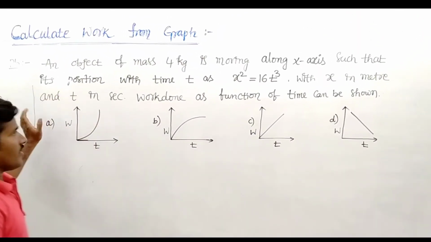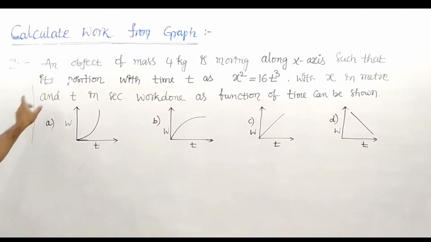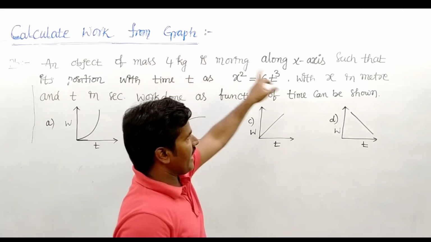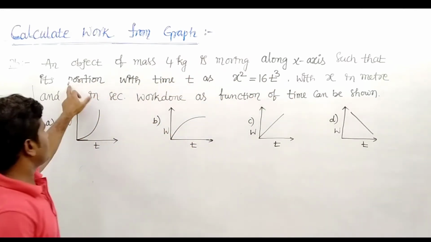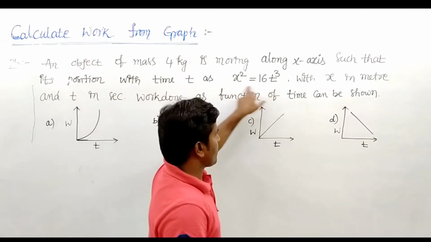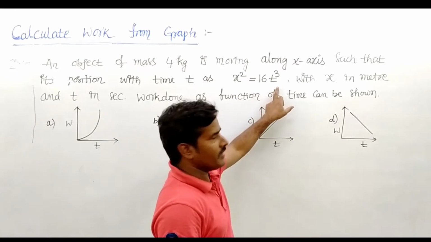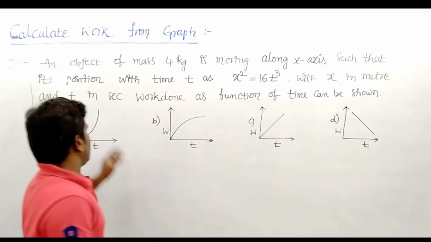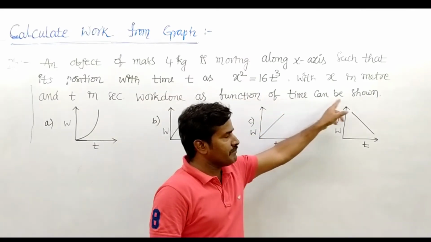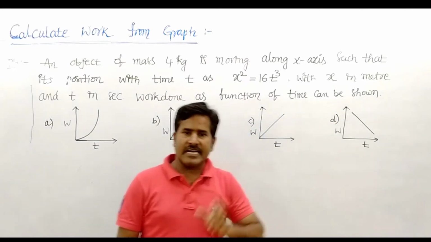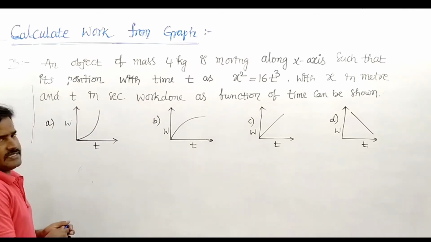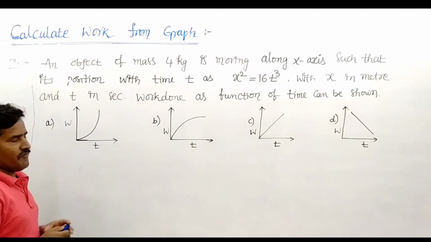Okay, in this problem, an object of mass is moving along the x-axis such that its position with time is given by the relation x squared equals 16t cubed, with x in meters and time in seconds. Work done as a function of time can be shown. Which is the correct work and time graph? We want the work and time graph.